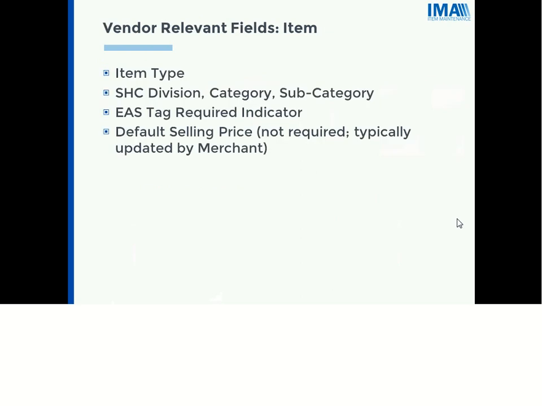So, vendor relevant fields for item. You have the item type, you have the SHC hierarchy, the division, category, and subcategory. You have your EAS tag required indicator, and your default selling price. The default selling price usually is not actually required. If you get a hard error for not entering it, you can go ahead and enter something. But this is typically updated by the merchant, just so you are aware.